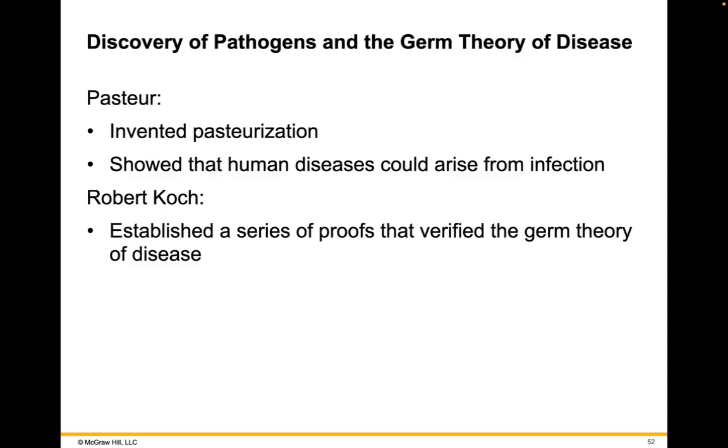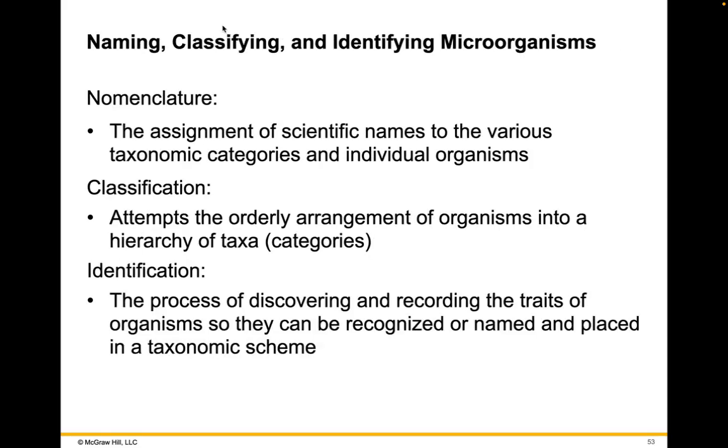Remember Pasteur? He invented the process of pasteurization, which is how we pasteurize our milk. And this showed that human diseases could arise from infection. When he pasteurized things, we got rid of some disease. Now, Robert Koch established a series of these proofs that verified the germ theory of disease. So we now learn that diseases are coming from microbes. We should wash our hands. We should use aseptic technique.